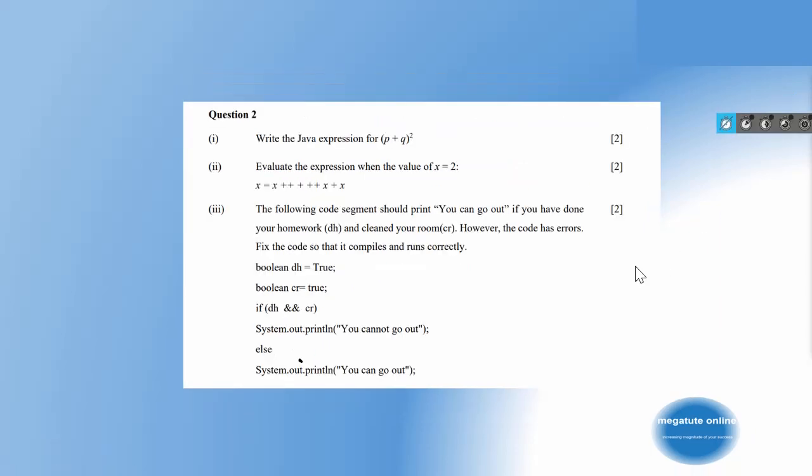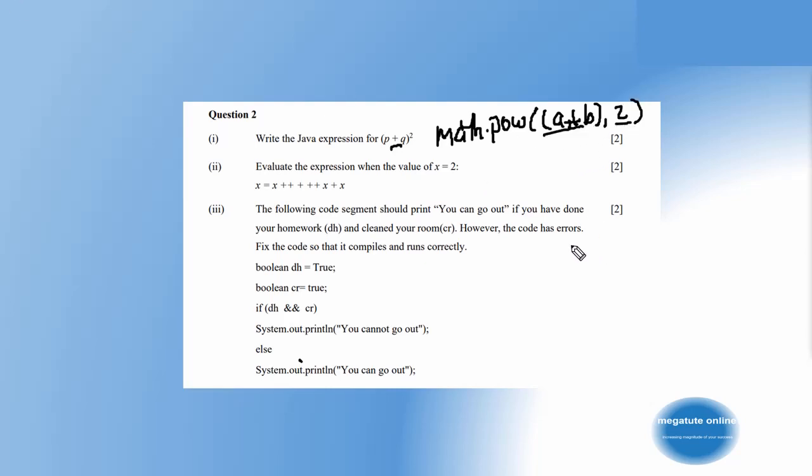All right. Next one: write the Java expression for this. We have to use the Math.pow function over here. We just have to write the statement; we don't have to write the whole code, like declaring variables and all that stuff. You're going to waste time if you do that. So Math.pow of (a plus b, comma, and then the power 2. This is the base, this is the power. That's how the Math.pow function is used.